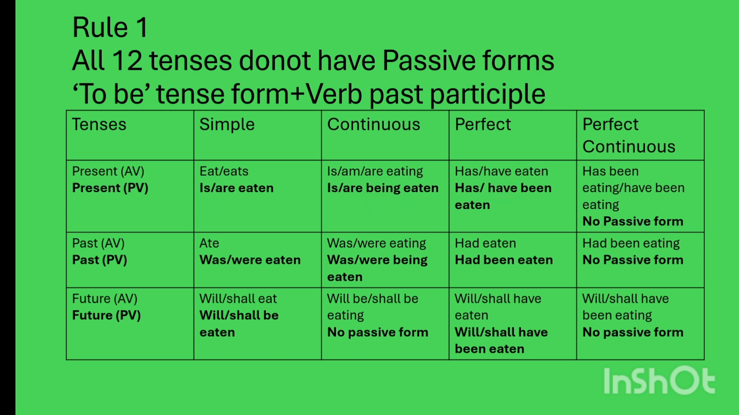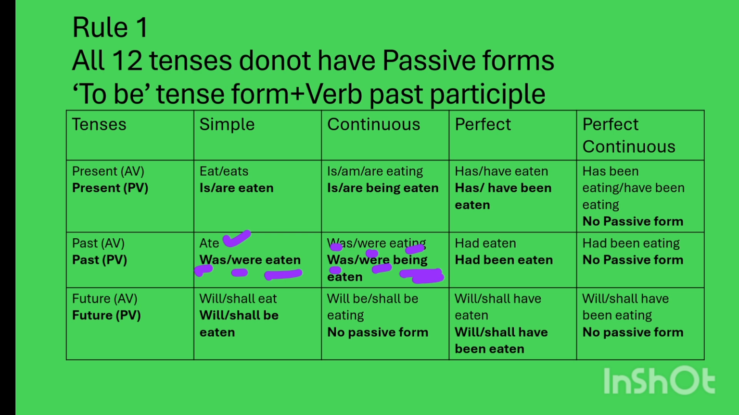Okay, now let's see past tense. First is simple past. In simple past, same verb we have taken, eat. Eat, past is ate. If ate is there, then you have to write in passive form was or were, then third form of the verb eaten. Okay, in past continuous, was or were eating, then it will be was or were, you have to write depending on the subject, then being, and then verb, third form.